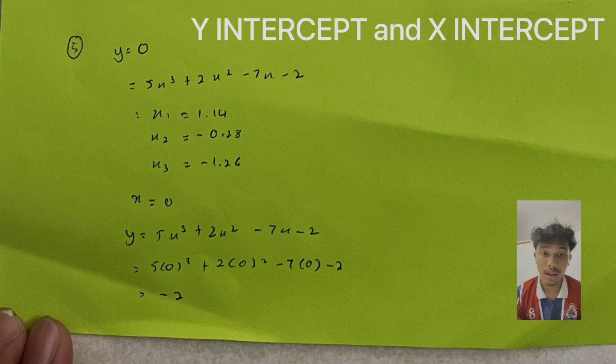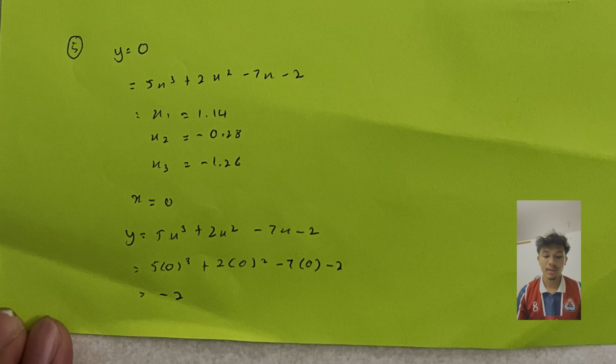Then the next part you must do is y equal to 0. 5x cubed plus 2x squared minus 7x minus 2. Your x1 will be 1.14, your x2 will be negative 0.28 and your x3 will be negative 1.26. When x is equal to 0, you will get y equal to 5x cubed plus 2x squared minus 7x minus 2, and you enter the 0 into the solutions and y will be negative 2.